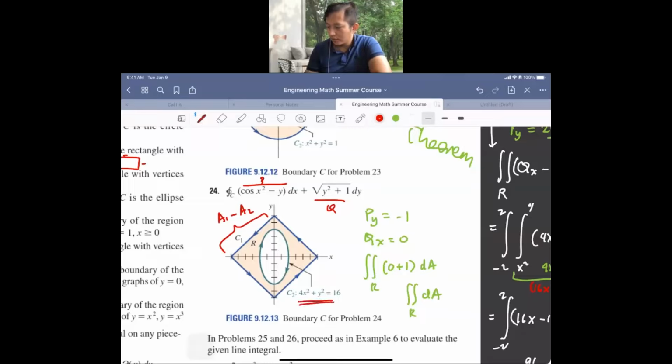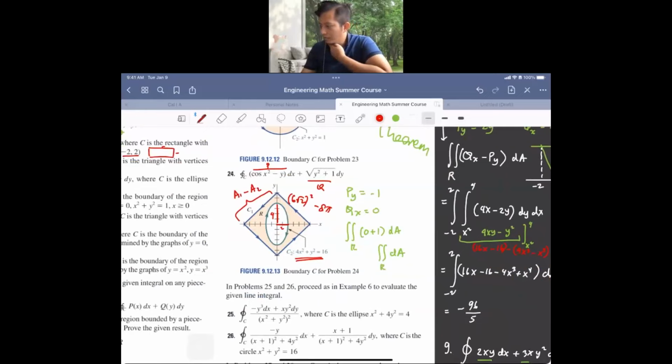For this, I think we have 2 on this side and 4 on this side. So this will be 8 pi, right? 8 pi for the area. And for this one, what is this? 1, 2, 3, 4, 5. 2, 3, 4, 5, 6. The sides will be 6 squared of 2. So we need to multiply this and then minus the 8 pi. That's the area.